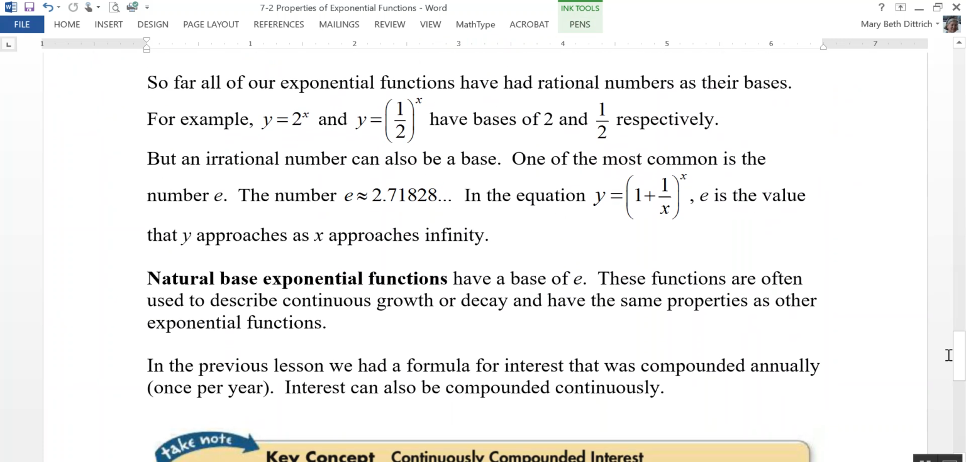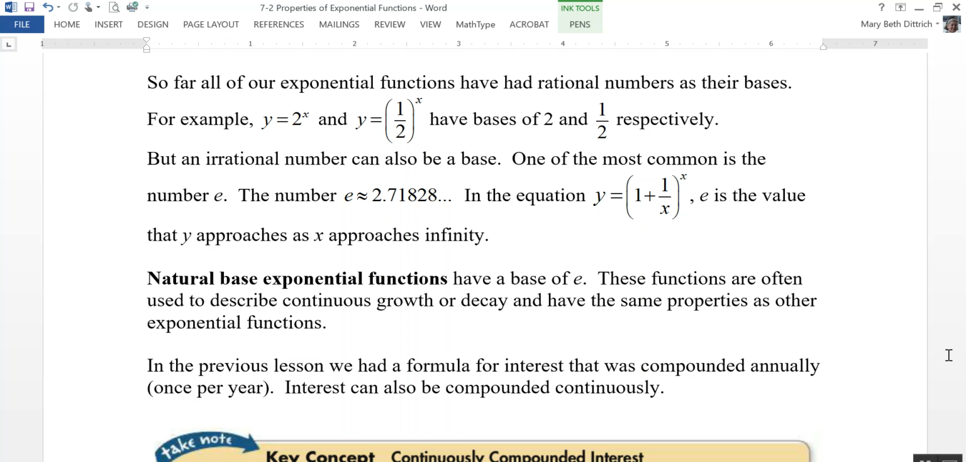So far, all of the exponential functions we've looked at have had rational numbers as their bases. So for example, we've had y equals 2 to the x and y equals 1/2 to the x, and they have bases of 2 and 1/2 respectively. But an irrational number can also be used as a base. One of the most common is the number e. The number e is approximately equal to 2.71828 and so on into infinity.